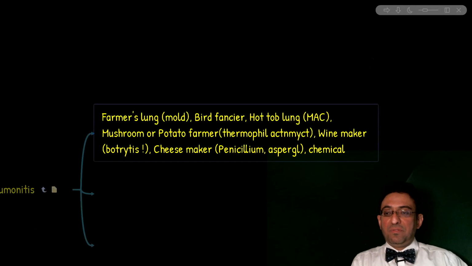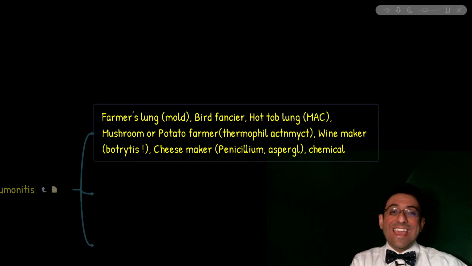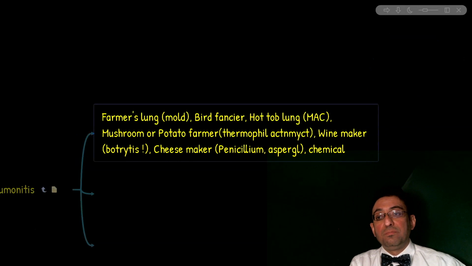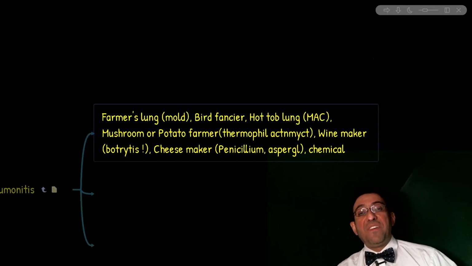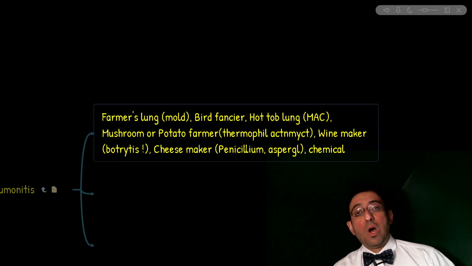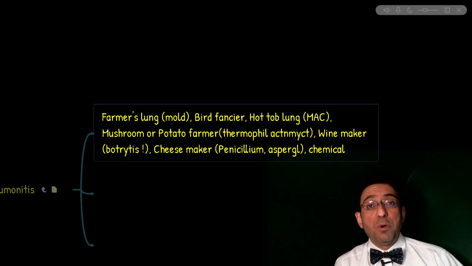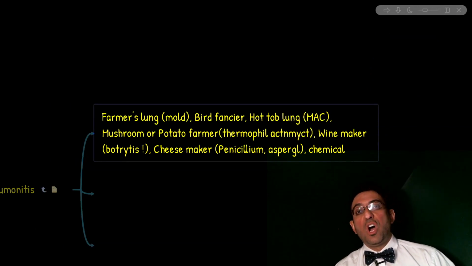Now, when we talk about farmer's lung, what is the causative agent? Thermophilic actinomycetes and Aspergillus species, the moldy hay is the underlying cause. Likewise, in bird fancier's lung, the droppings or feathers of the avian animal contain the protein that mediates hypersensitivity. How about hot tub lung? Remember, Mycobacterium avium complex and Cladosporium species mediate hot tub lung.